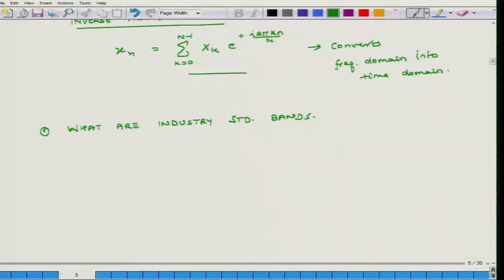And there is actually an international standard for these bands, and it is known as ISO, International Standards Organization, 266. So, if you want to learn in detail about these industry standard bands, you should refer to this standard ISO 266, and it gives you all the details of the standard. But in this course we will still cover some of the details of this standard, and we will explain how we arrive at these different bands.